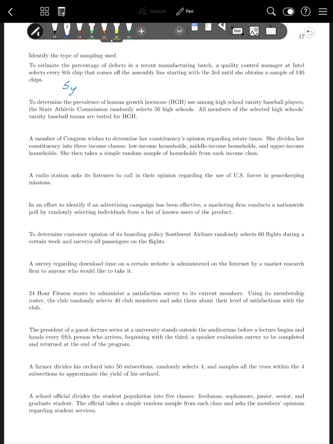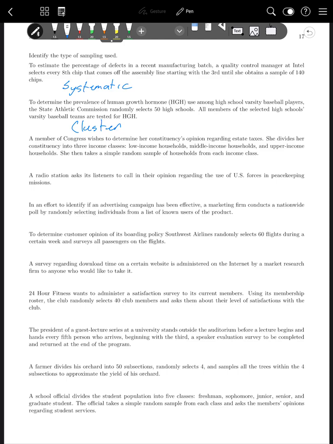So this is systematic. And we can tell it's systematic because she's selecting every so many items. Okay. To determine the prevalence of human growth hormone, HGH, use among high school varsity baseball players, the State Athletic Commission randomly selects 50 high schools, and all members of the selected high school's varsity baseball team are tested for HGH. So this is cluster sampling.